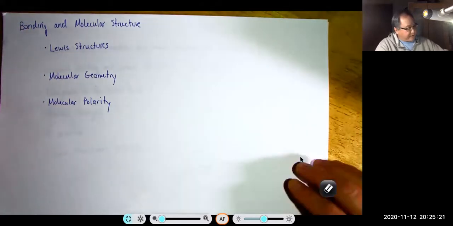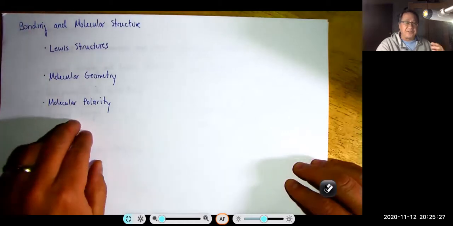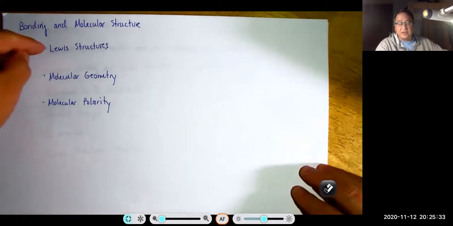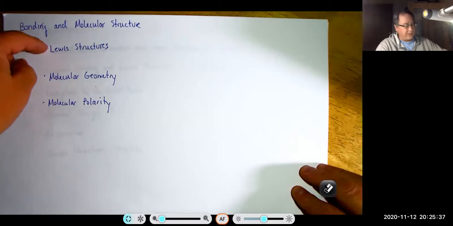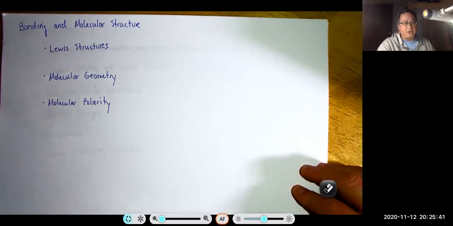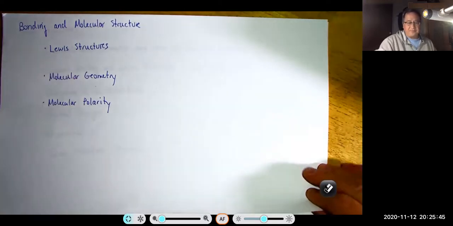It turns out that this is the order in which you want to understand these, because to get to the molecular polarity, that is, to decide whether or not a molecule is polar, we'll understand that later, you first have to get the Lewis structure. And to get the molecular geometry, you first have to have the Lewis structure. And then to get the molecular polarity, you have to have the molecular geometry. So let's take a look at Lewis structures first.